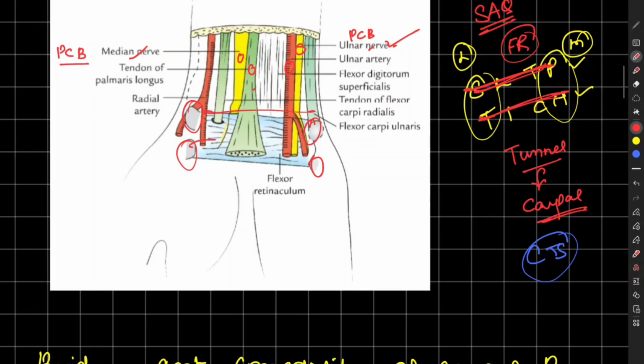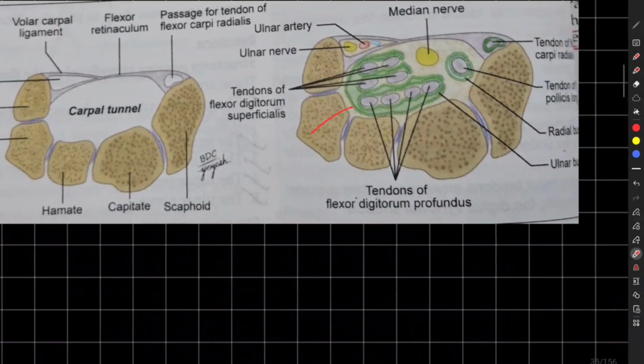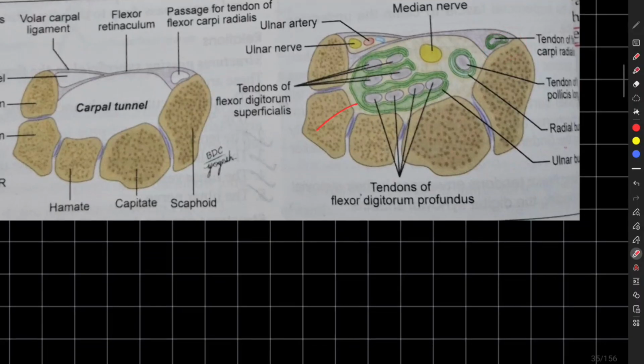Structures passing deep to the flexor retinaculum, जनरली हम इस डायग्राम से समझते हैं उसको. Structures passing deep में हमारे पास है the median nerve, the four tendons of the flexor digitorum superficialis, four tendons of the flexor digitorum profundus. Then we have the tendon of flexor pollicis longus, the ulnar bursa and the radial bursa, and the tendon of the flexor carpi radialis, which lies between the deep slip and the groove for the trapezium.